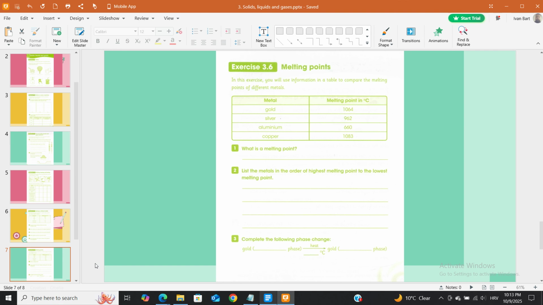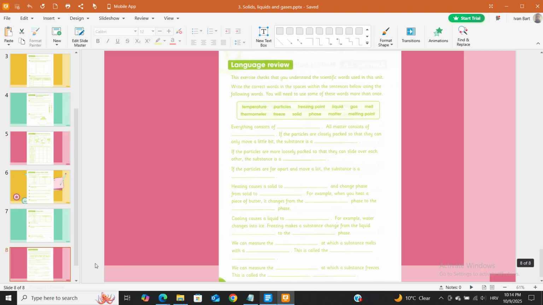Language review. This exercise checks that you understand the scientific words used in this unit. Write the correct words in the spaces within the sentences below using the following words. You will need to use some of these words more than once. Freezing point: liquid, gas, melt. Temperature: particles, thermometer, freeze, solid, phase.